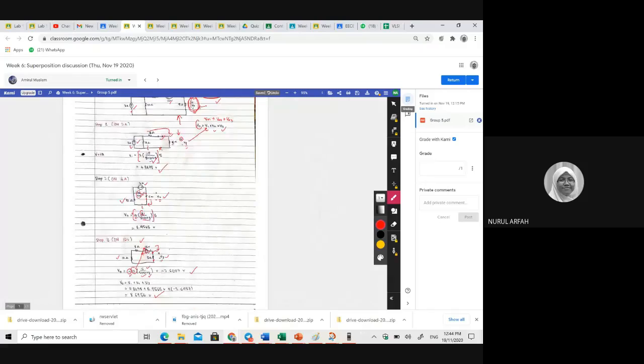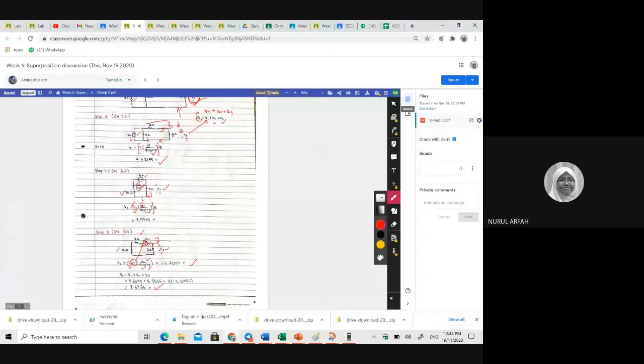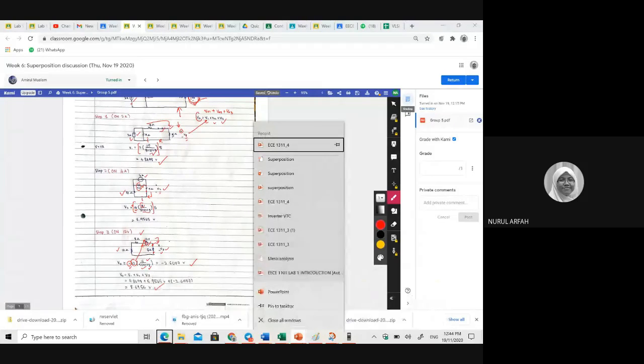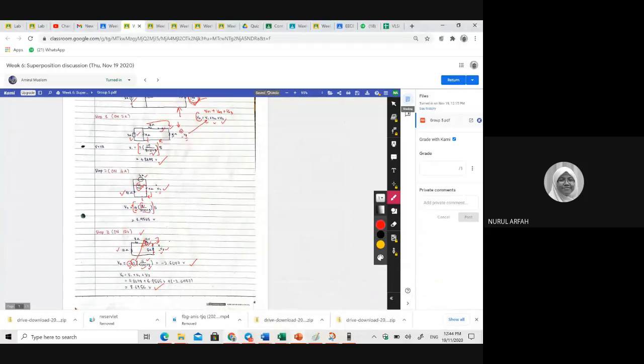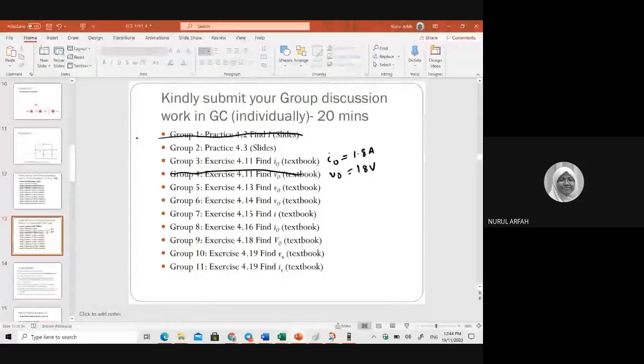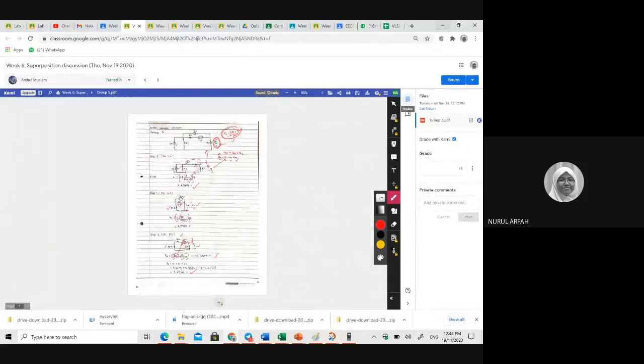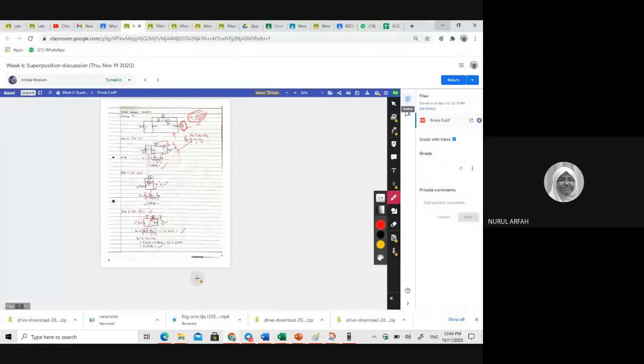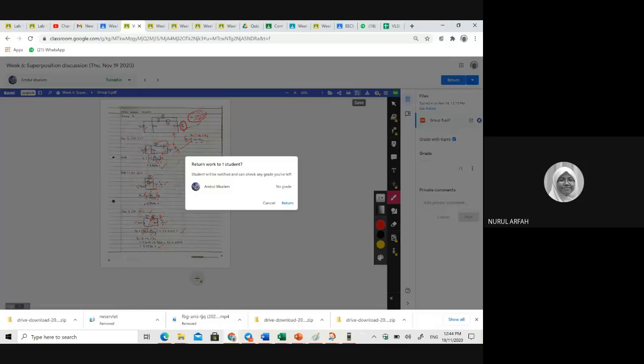Okay, let's look at group number. Do we have the same answer with the other group? Check. Group 5. Oh, only one. Okay, done? Okay, only one group. So I cannot check with other group. Okay, this is good. Return.